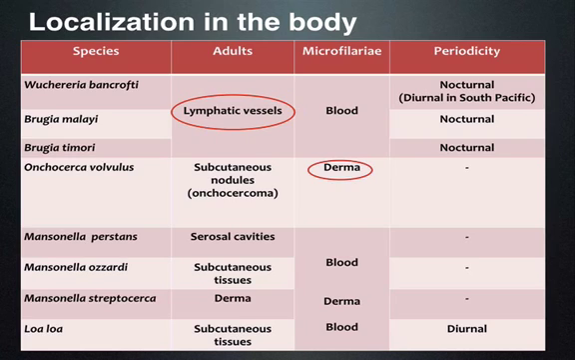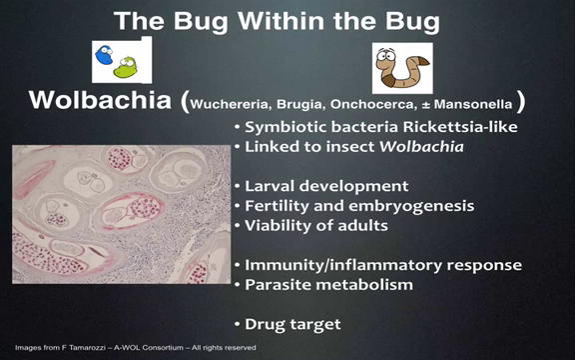This table summarizes the body localization of adults and microfilaria of human filarial nematodes. To note, adult worms are the pathogenic stage of lymphatic filariasis, while microfilaria residing in the skin and the eye are the pathogenic stage of onchocerciasis. The pathogenesis of lymphatic filariasis and onchocerciasis is complex and not yet fully elucidated.